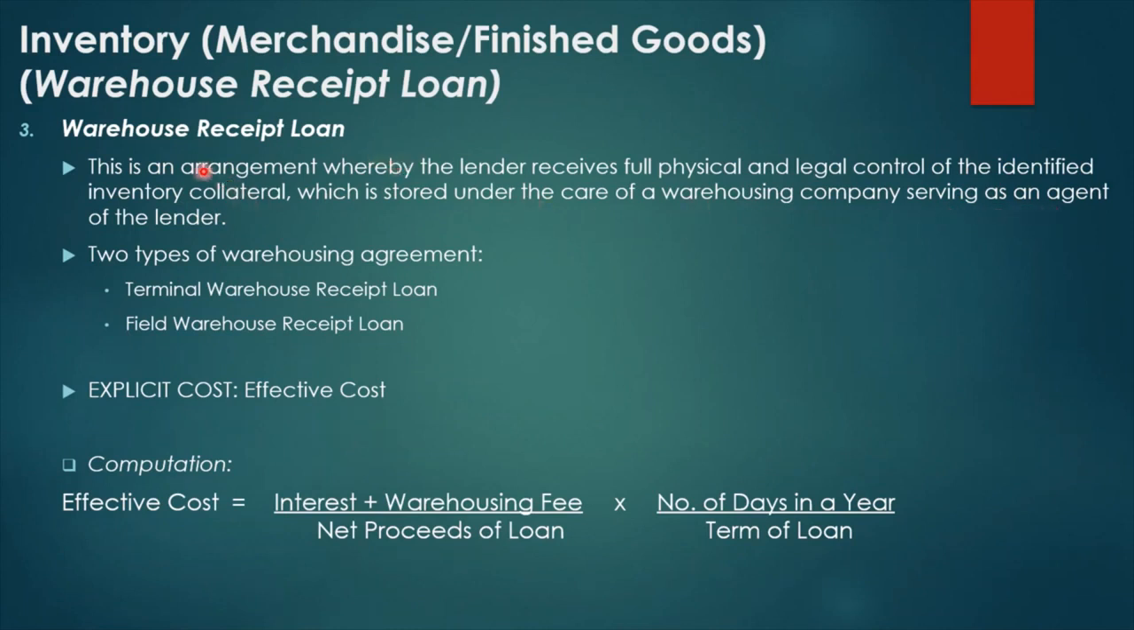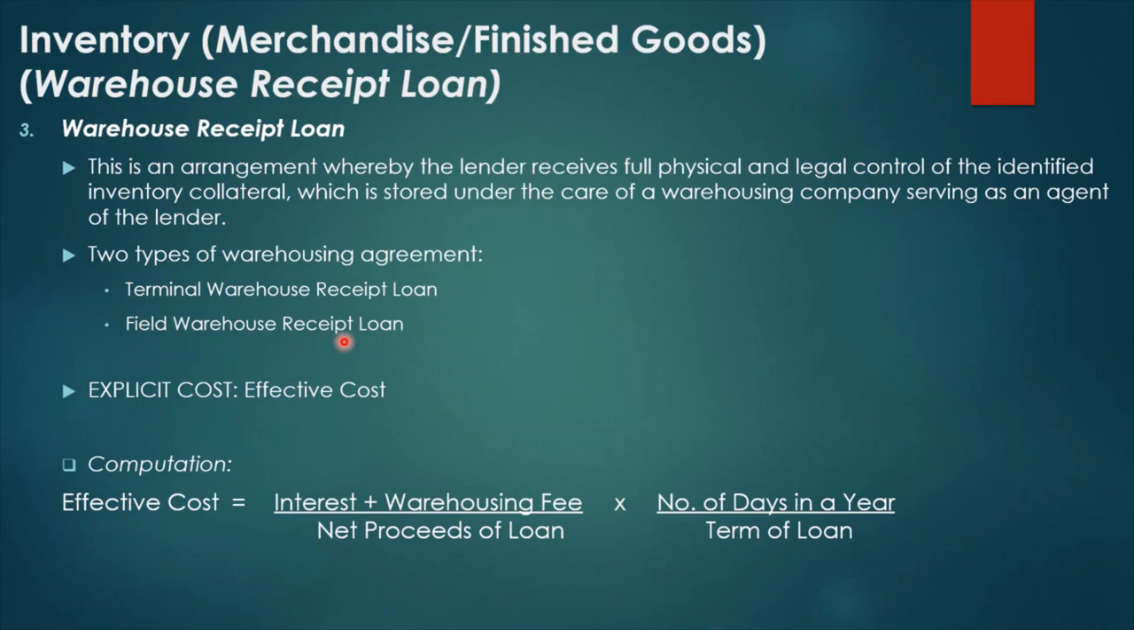So ito, na-transfer na yung inventory na naging collateral, yung full physical and legal control of that inventory, na-receive na ni lender. Then, considering na transfer na yung physical and legal control of the inventory, may two types of warehousing agreement. Sa terminal warehouse receipt loan, yung inventory nilagay sa or in-store sa isang public warehouse. Na kung saan yung may-ari ng public warehouse na yun, nagiging receiving agent siya. Parang siya lang yung tagahawak or tagabantay for the meantime ng collateral inventory na yun.